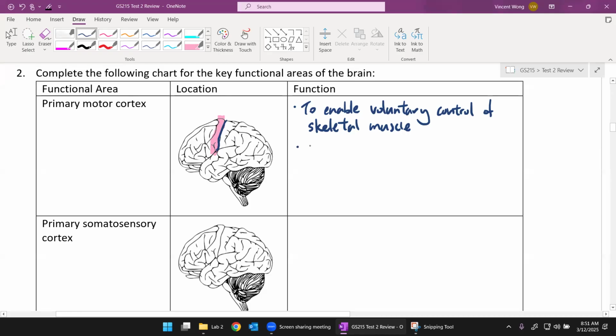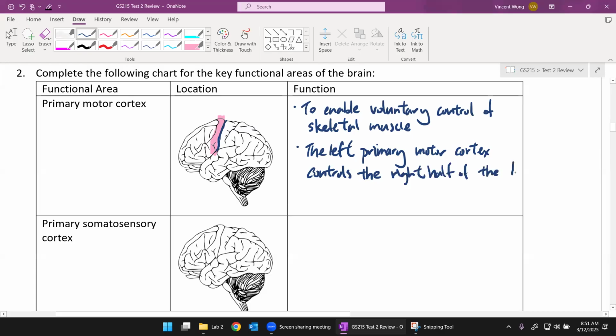Also remember the left primary motor cortex controls the right half of the body and vice versa. So this is part of the frontal lobe, okay? It's located at the back of the frontal lobe.